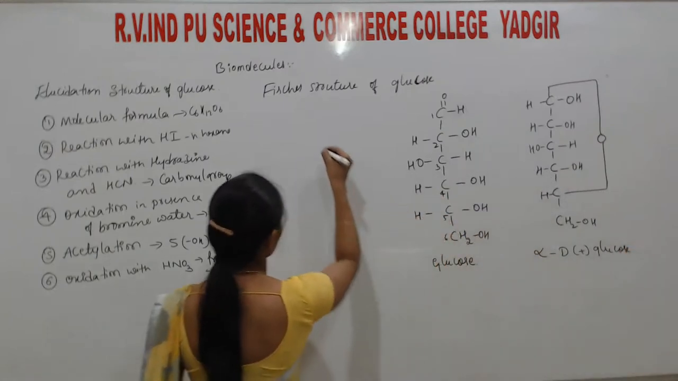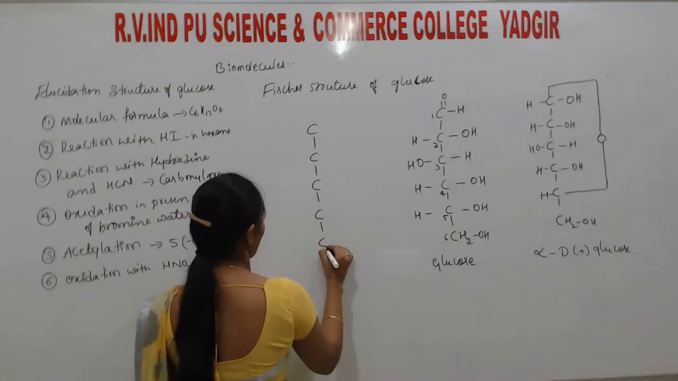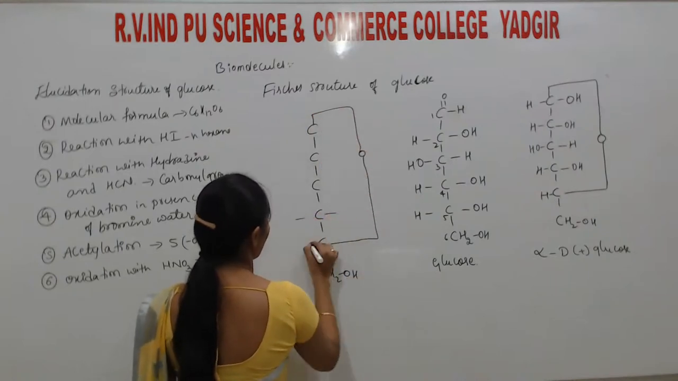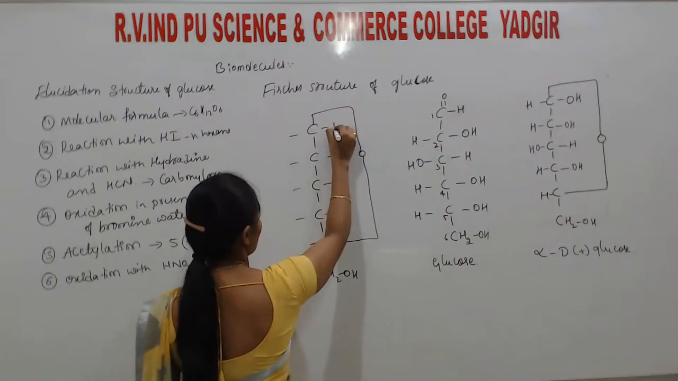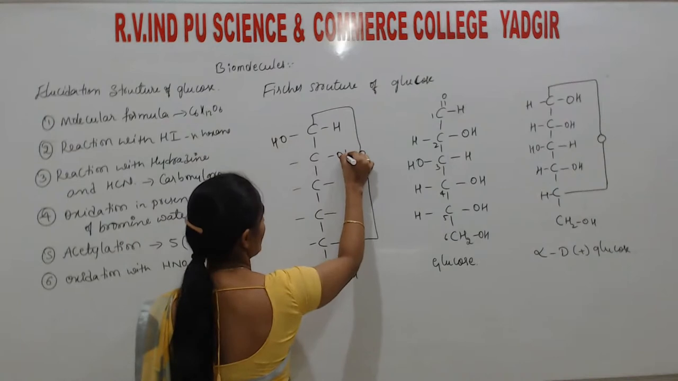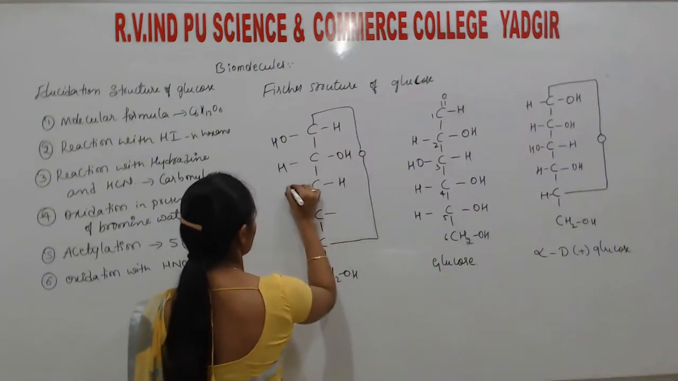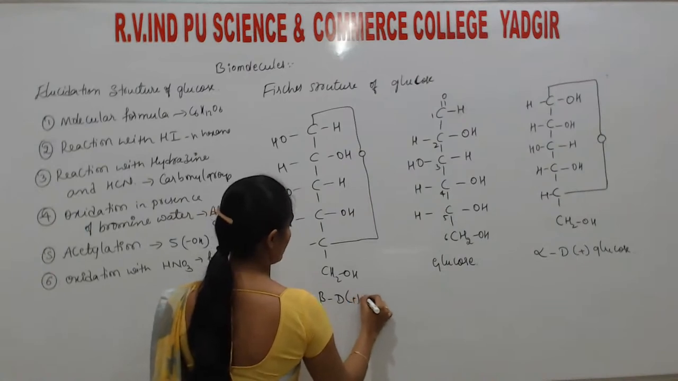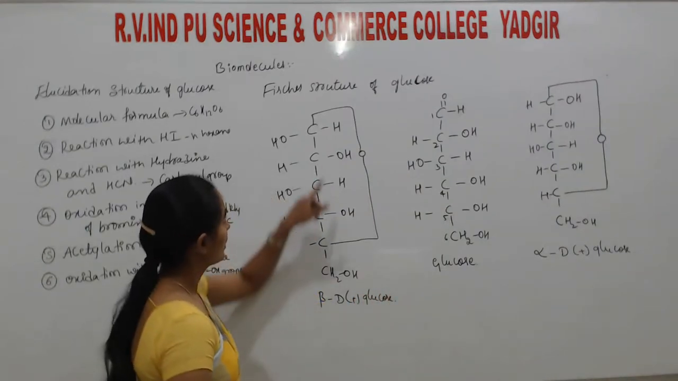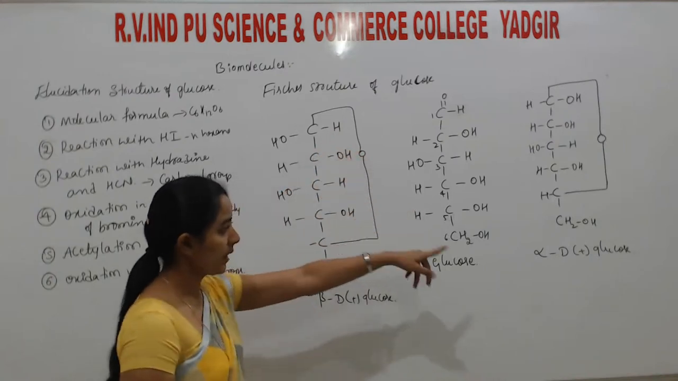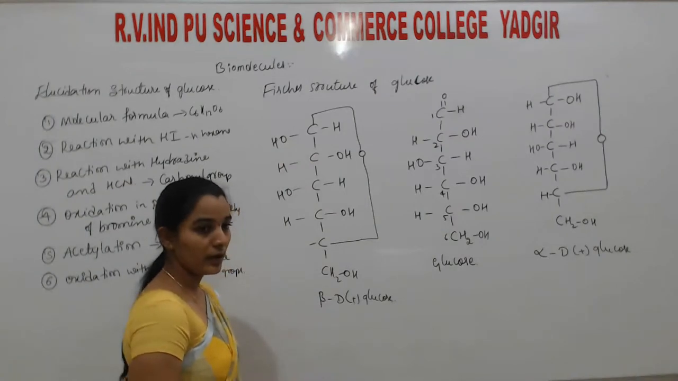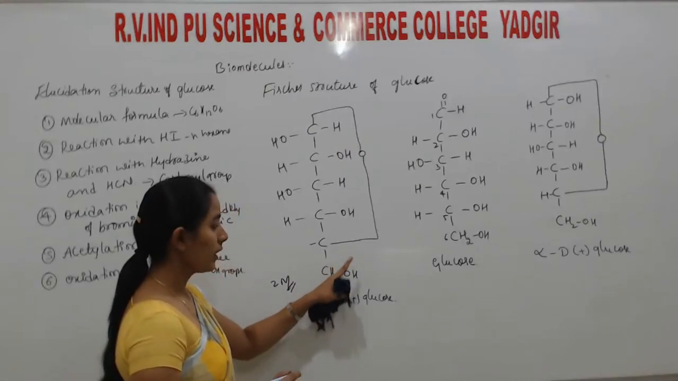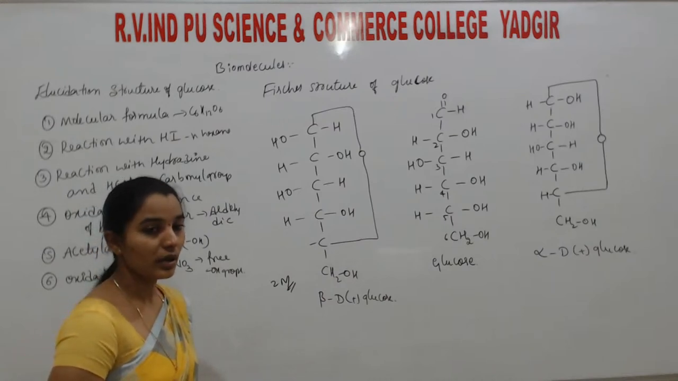So students, in the same reaction, 1, 2, 3, 4, 5, 6, the same cyclization takes place between the first and the fifth carbon atom. But the thing is, at this carbon atom, the position of the OH group is different. Then it is beta-D-(+)-glucose. Are you getting it? If the hydroxyl group is on the right hand side, then that is alpha. If it is on the left hand side, then it is beta. These structures are important for proteins. Based on that, we can write the Haworth structure also, but about that Haworth structure, I'll discuss in the next class.